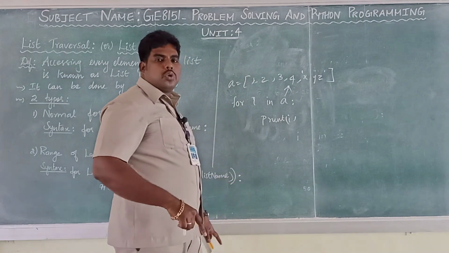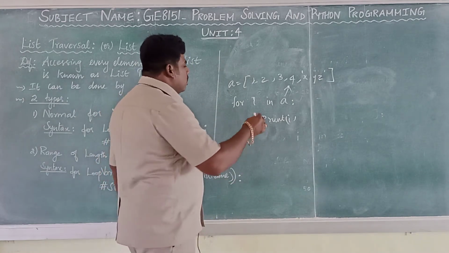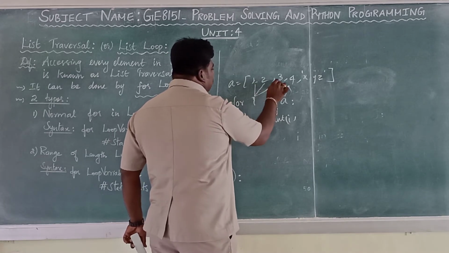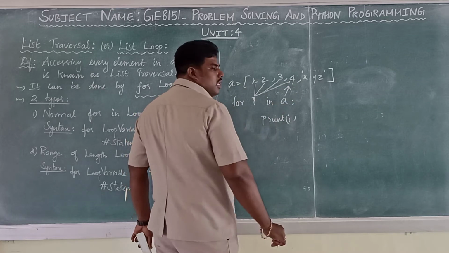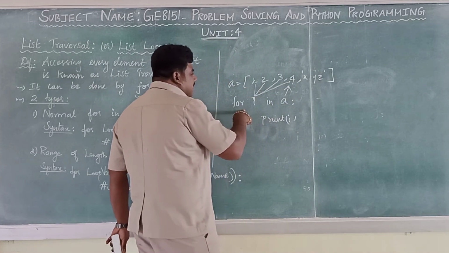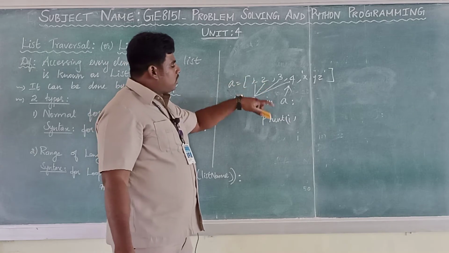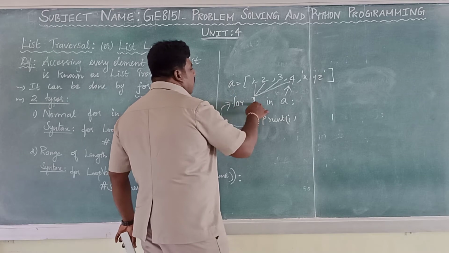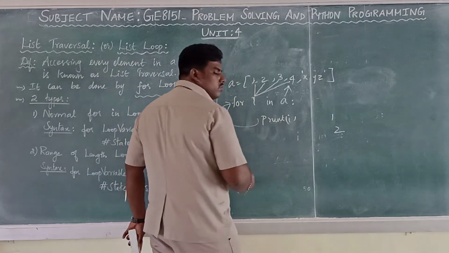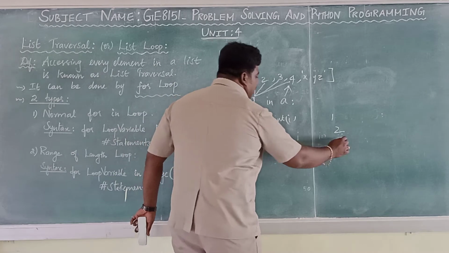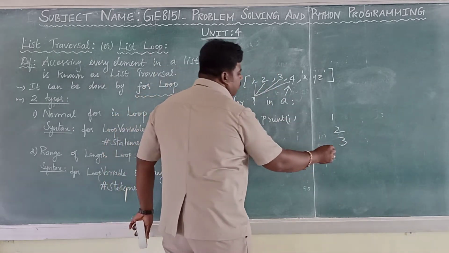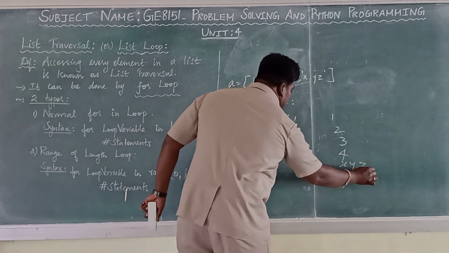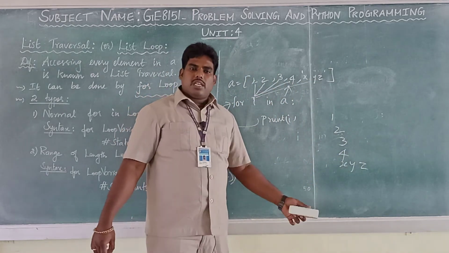The for loop is used to iterate the statements. In the first iteration it will take 1, in the second iteration 2, the third iteration 3, the fourth 4, like that. In the first iteration, what's the value of I? 1, print 1. Again, now the I value is 2. Again, now the I value is 3, so print I. Again, the I value is 4, print 4. Again, the I value is x, y, z. So, have I accessed all the elements in the list? Yes.